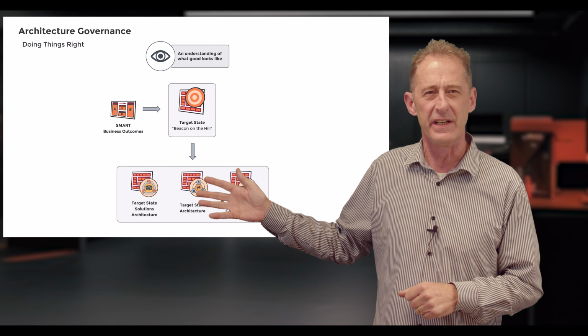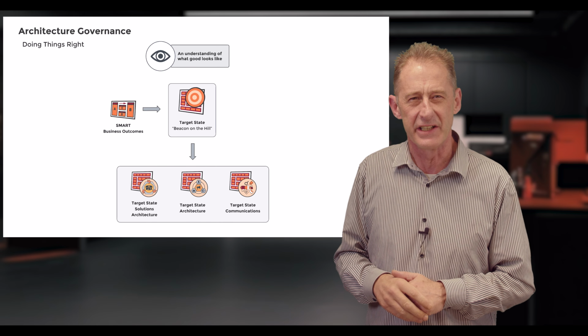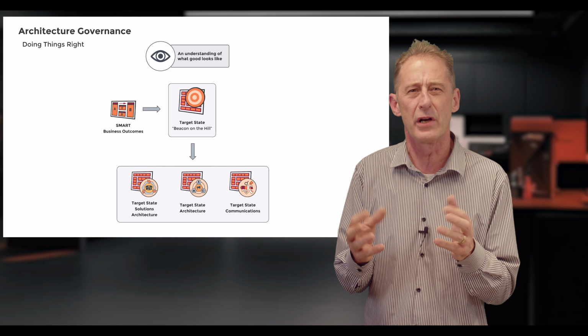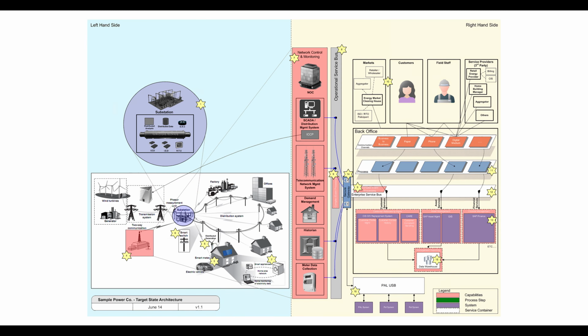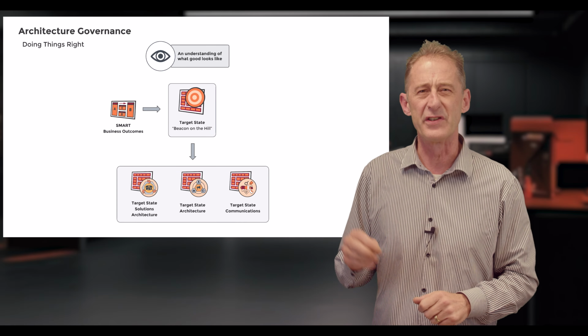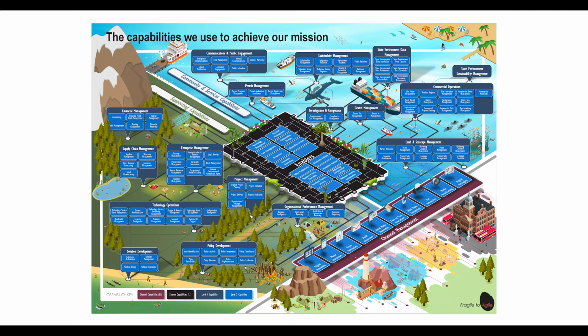The second component is your target state architecture. How the solutions are going to work together. This is an example for a power distribution company, and the stars in the diagram are the link between this target state and the business strategy. Finally, for target state, you'll need a tool to communicate the target state and critically to enable storytelling, and this is an example of it here.